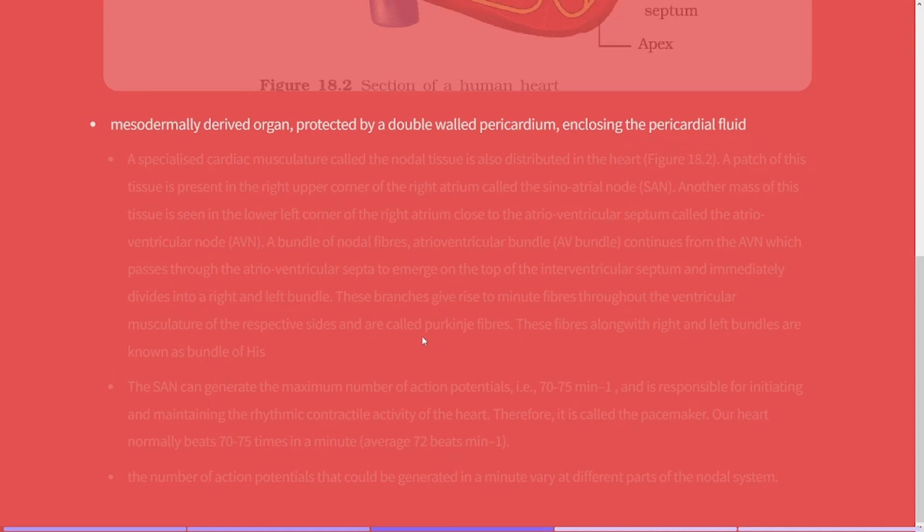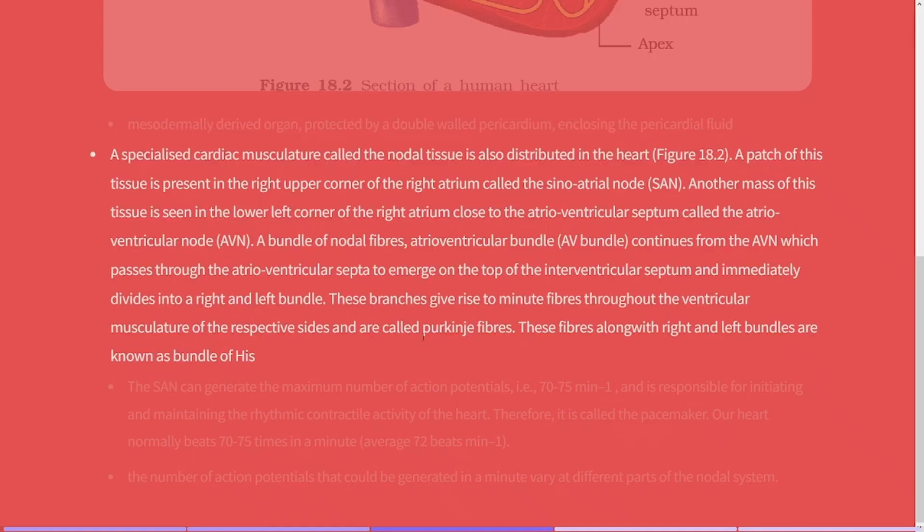Next, you have to remember that the heart is a mesodermally derived organ and it has a double walled pericardium, and inside the pericardium there is pericardial fluid. As I've said, the heart is self-excitatory, that means the SA node and AV node send signals without neural intervention. This is what helps the heart beat.